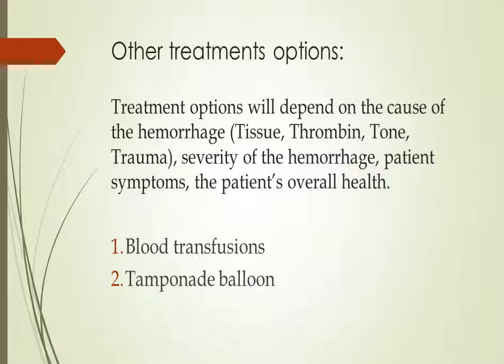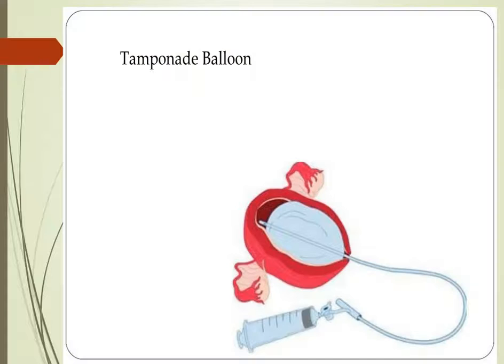Other treatment options will be available for you, including blood transfusions and also a tamponade balloon. I'll show you a picture of what that balloon looks like, but you will have to research and find out why it's used and how it's used. So here's a picture of the tamponade balloon that is also used as a manual way of stopping the postpartum hemorrhage. So be familiar with that tool and how to use it and how to set it up. And there will be one, as I said, in the simulation lab that you can do hands-on.